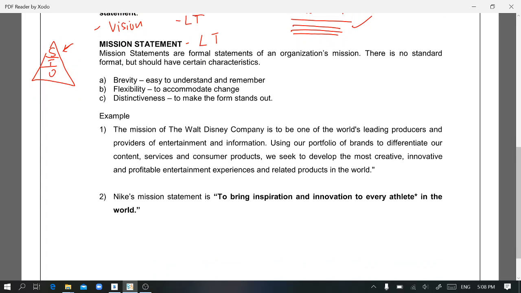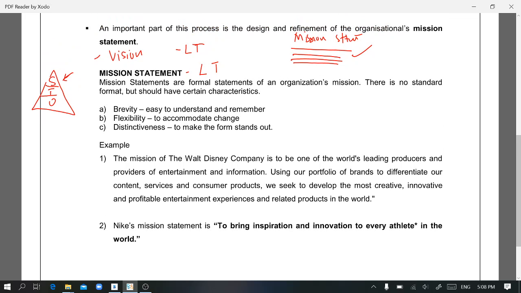Some of the characteristics of a company's mission: it must have brevity, meaning it must be brief, simple, not too long. Flexibility, meaning it can accommodate change. And it must be distinctive, meaning outstanding and different. So over here I have two examples of a company's mission statement.